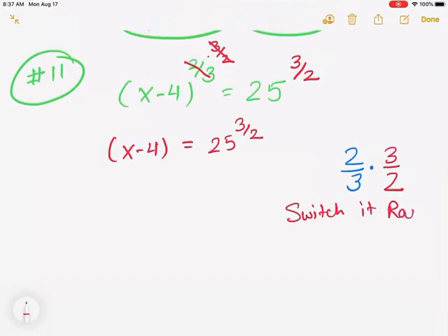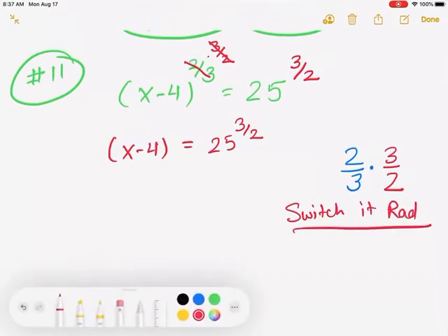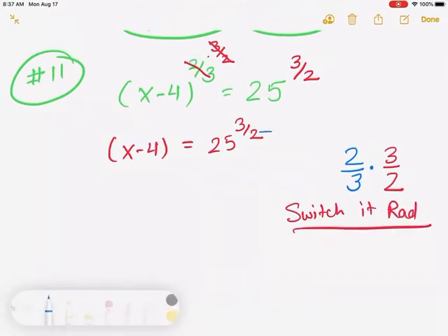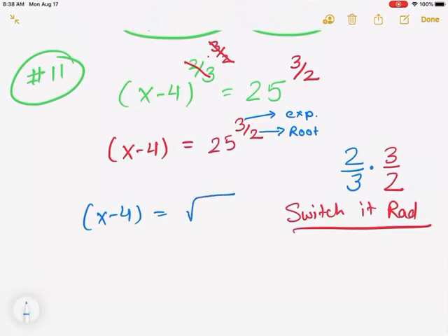I hope you remember the bottom number is the root of that radical, and the top number is the exponent for that. So x minus 4 would stay the same. 25, if I switch it to a radical, is going to be the square root of 25. Now, this is kind of tricky. Where would you put that 3, outside or inside? I would put it outside. Why? Because the radical would give you a smaller number in the first place, and then I would raise it to the third power. It would be easier.